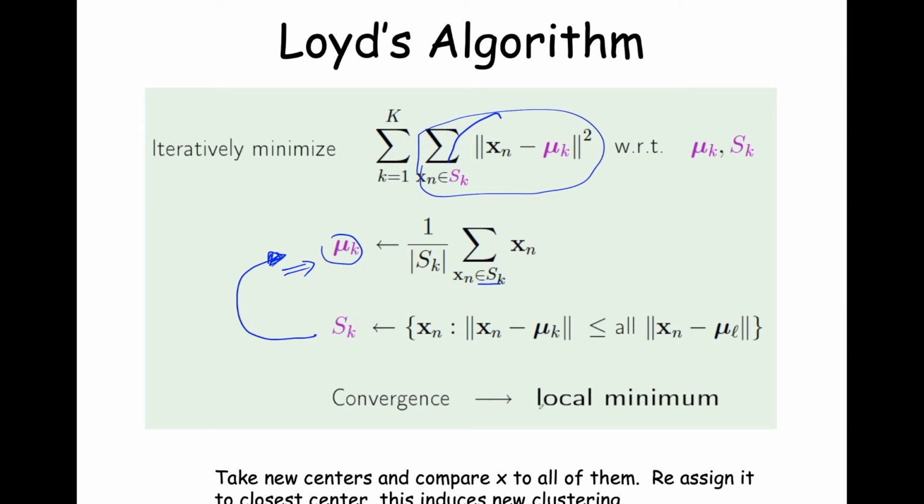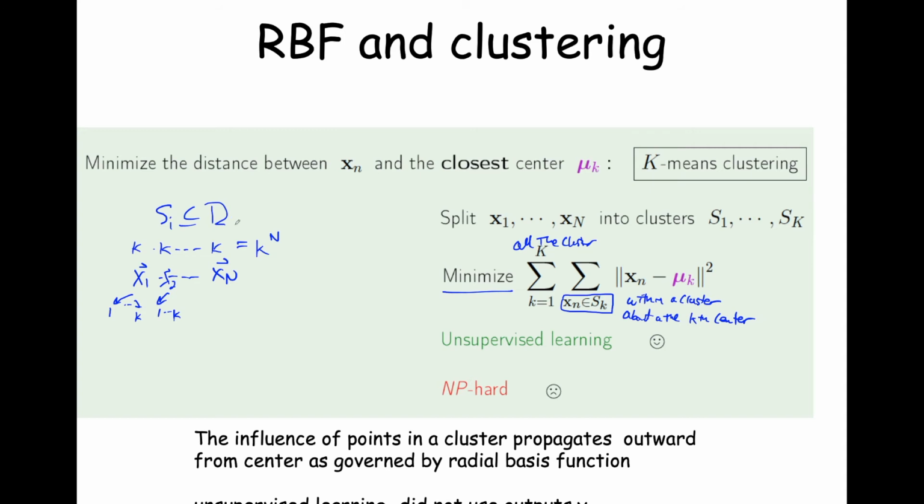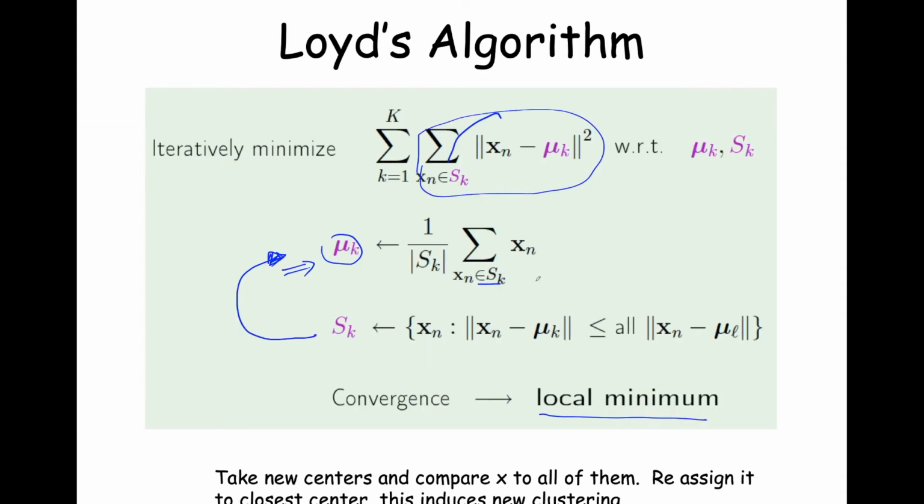Now, of course, this is just a local minimum and not the global minimum because you're not searching all k to the N many assignments of points to clusters. If you could exhaustively search that, evaluate this, and choose the assignment where the minimum occurs, that would be guaranteed to give you the global minimum. But it's exponential in the input size, and it will never converge.